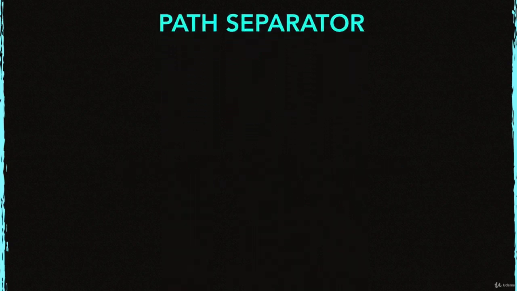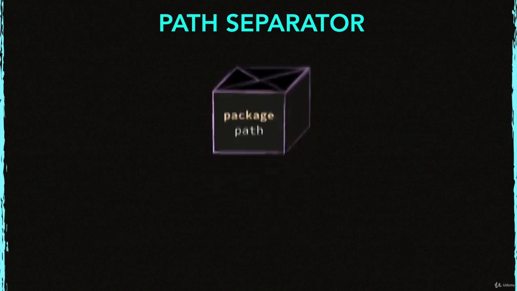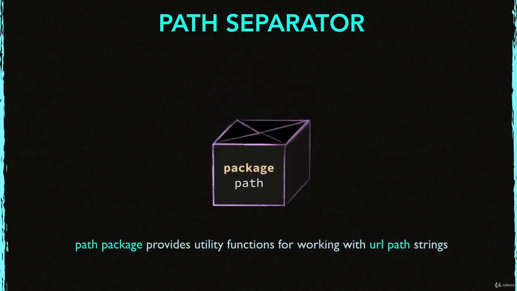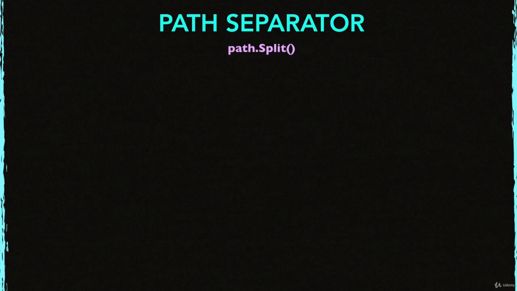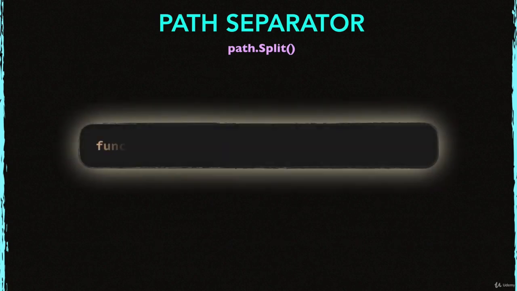Time to start. As I said, in this project, I'm going to use a function from a Go standard library. Here it is. Its name is path. The path package provides utility functions for working with URL path strings. This time, I'm only interested in its split function. It's because I want to separate the URL into its directory and file paths. Let's take a look at this function in detail now.